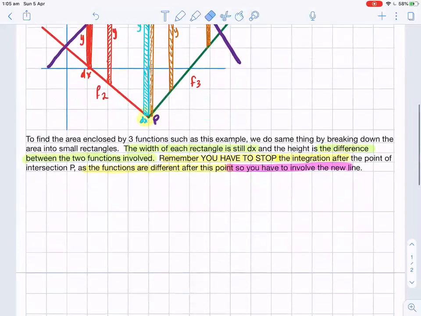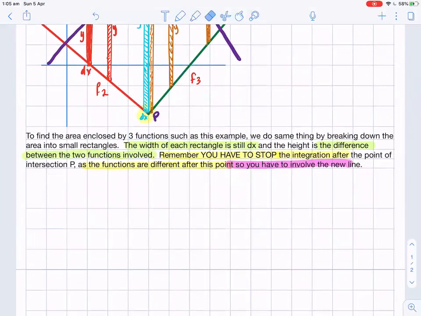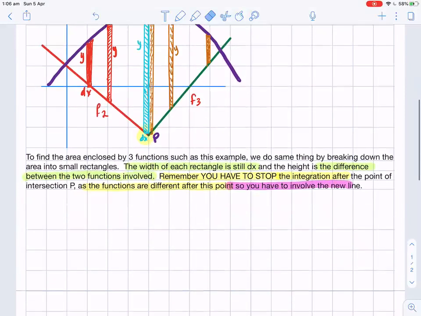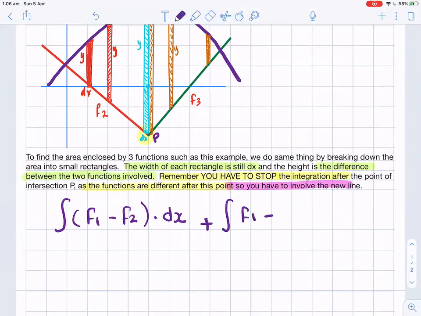Okay, so basically, in that case, the way we will write the integration to find the area will be the integral of F1 minus F2 multiplied by dx, which is the area of F1 minus F2 multiplied by dx, plus the other area, which is F1 minus F3, multiplied by the width, which is dx.